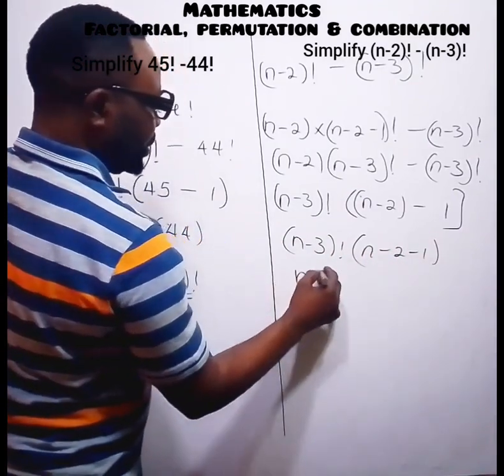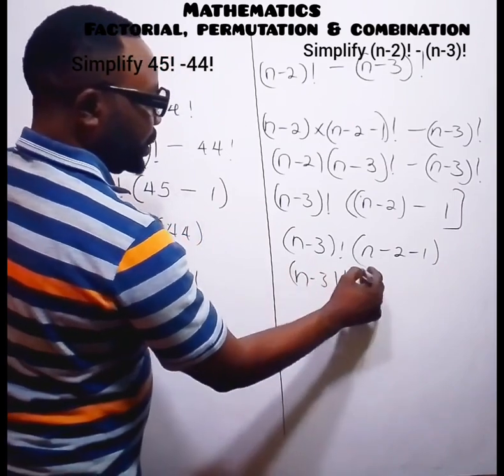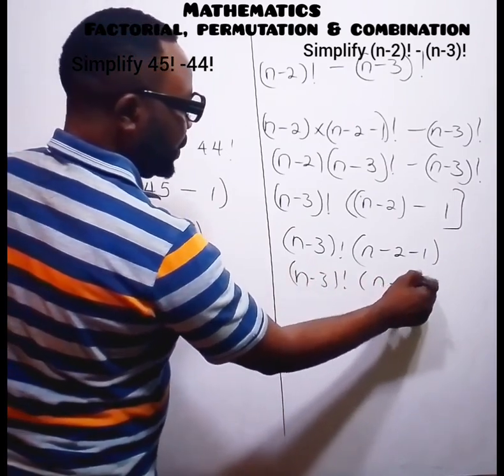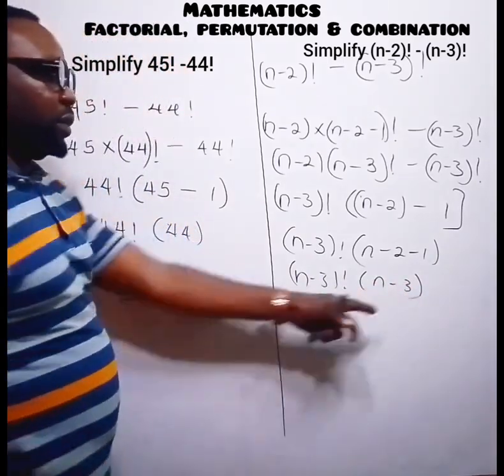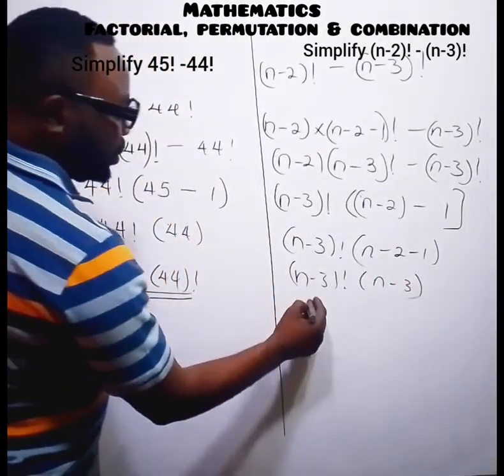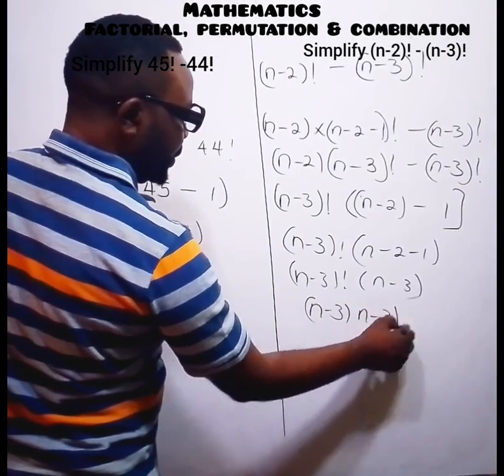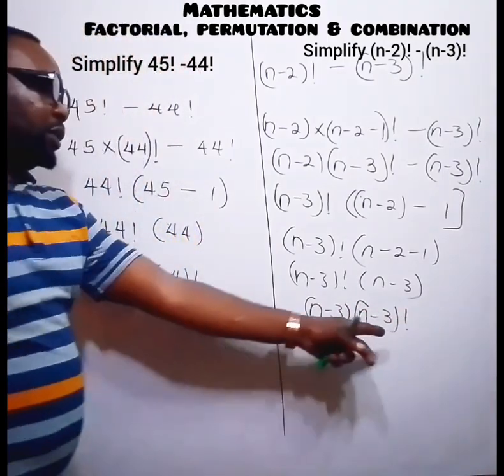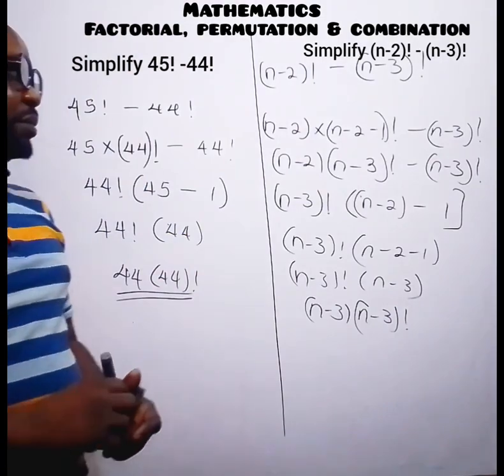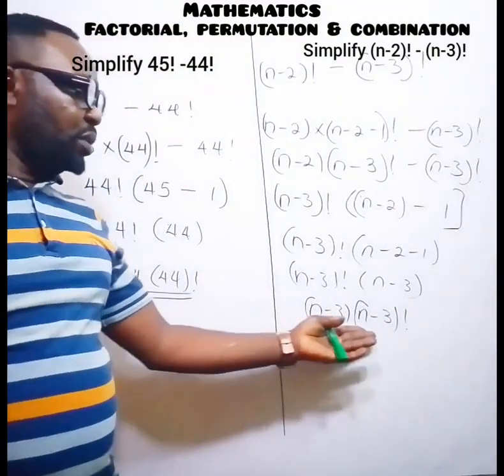So which is n minus 3 factorial, so bracket n minus 3. There is no factorial in the order value here. So we are going to have it to be n minus 3, n minus 3 factorial. I'm having factorial at the end because of the mathematical expression.